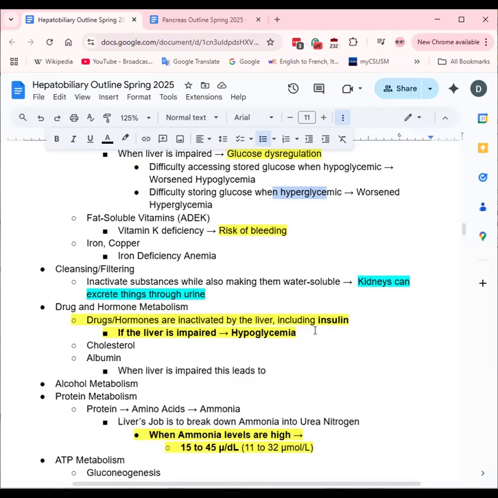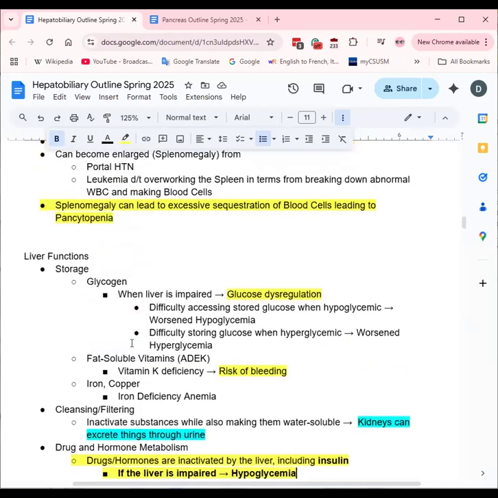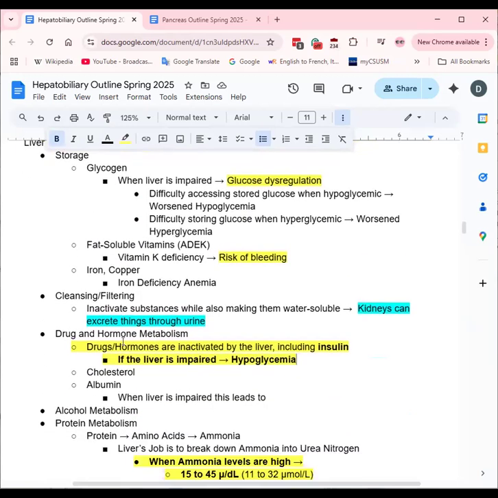that the liver is inactivating insulin. Yeah, so you're having a difficult time inactivating the insulin, so it stays in your body. If insulin stays in your body too much, it's going to drop your blood sugar. So you have a lot of funky things happening with blood sugar with this. Again, focus mostly on the stuff that's in yellow. The other stuff is nice to know, but not need to know.